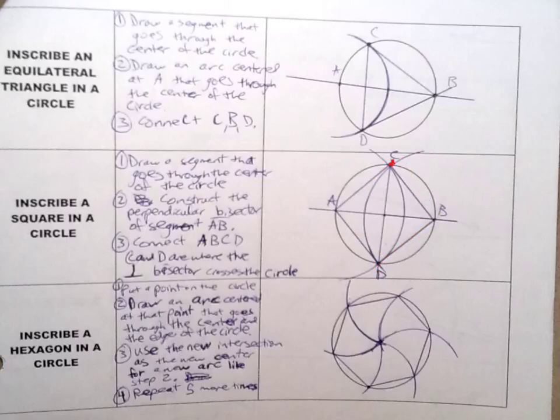And then if you want to do a regular hexagon, put a point on the edge, and then draw an arc centered on that point with the same radius as the circle. It'll go through the side, and you just keep going all the way around, and then connect up where those hit the edges, and that gives you a regular hexagon. And that's the basic summary.